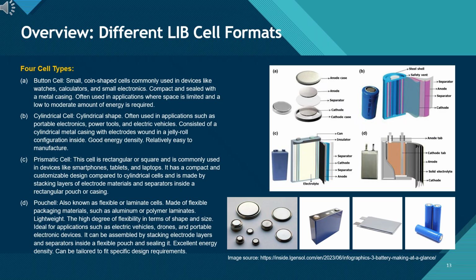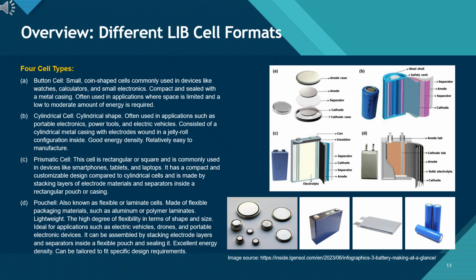Overview: Different LIB cell formats. This slide introduces the 4 major lithium-ion cell formats: button, cylindrical, prismatic, and pouch. Each format has a different structure, level of energy density, and manufacturing approach, which is why different industries choose different cell types. Small button cells are used in low-power electronics, while cylindrical cells remain popular for tools and EVs due to their durability and ease of production.